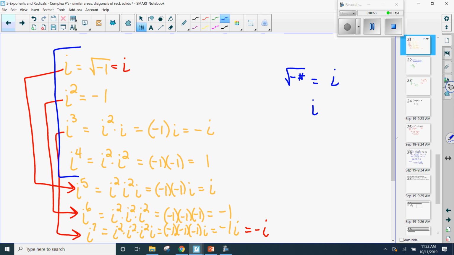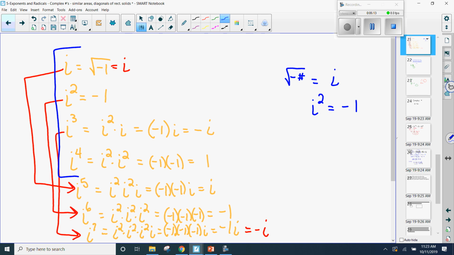And then we have i squared. What's i squared the same thing as? -1. What's the highest power of i that you should have in an answer? Just i. Because if it's i squared, you can change it into -1.